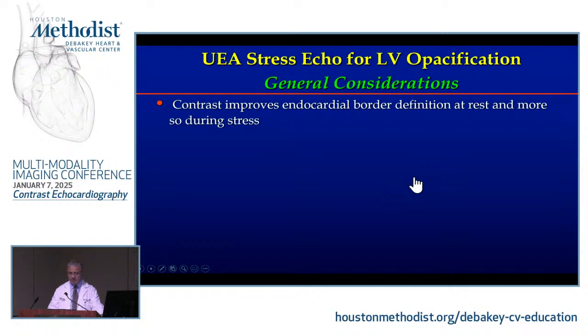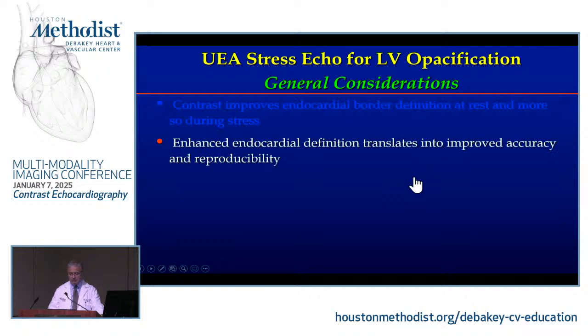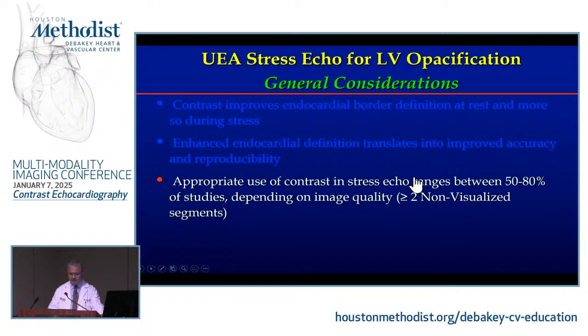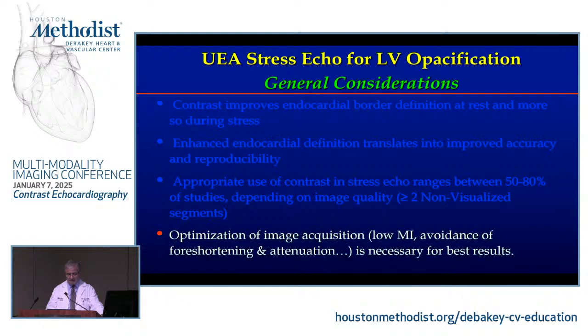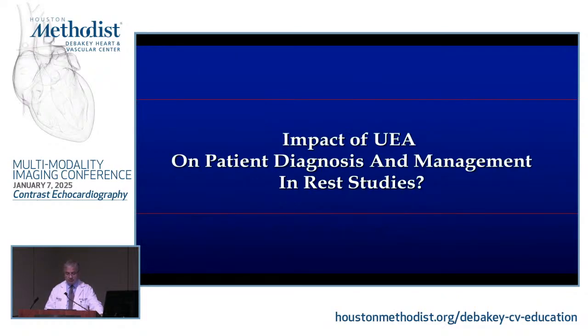Contrast improves endocardial definition at rest and more during stress. It translates into improved accuracy. For stress echo, utilization is probably between 50 and 80% of stress echoes, depending on your baseline. If you're dealing with a majority of patients that are obese or smokers or something like that, it's going to be different versus the ones that are overall healthier, conceivably, right? So keep that in mind. And for the sonographer, you're going to probably have to find another window to optimize during your acquisition, and you'll notice that during the resting portion in addition to the stress portion.